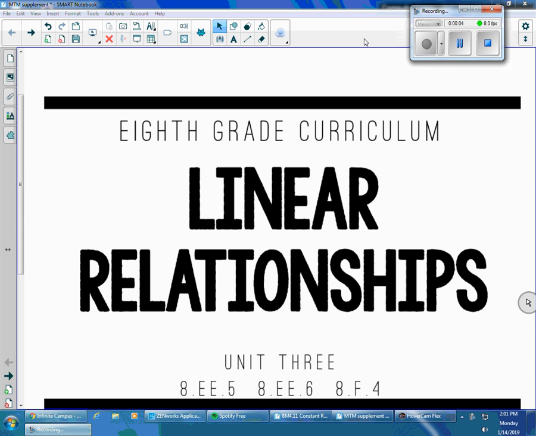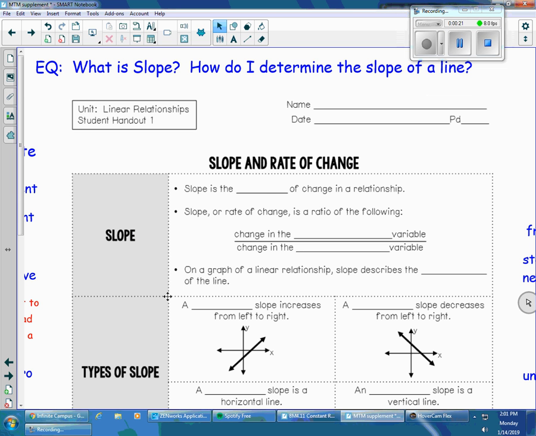This is Module 4, Linear Relationships. We are stepping out of the Eureka materials for a week or two, and we are going to be using the supplemental packet that has the front cover that says 8th grade curriculum, Linear Relationships. This is the first lesson out of that, and it's called Slope and Rate of Change.